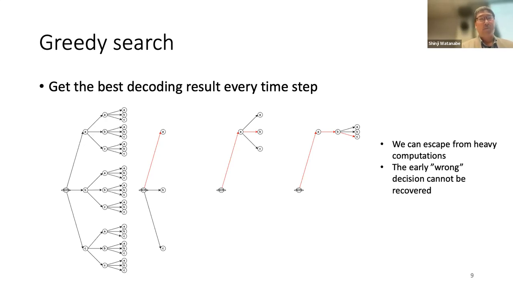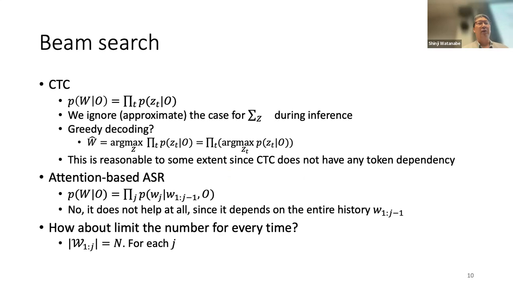It is a way to avoid the large computational cost. But as you see, once we have an error in the early stage, we cannot recover from it. So the greedy search is actually the simplest but the most error-prone method.